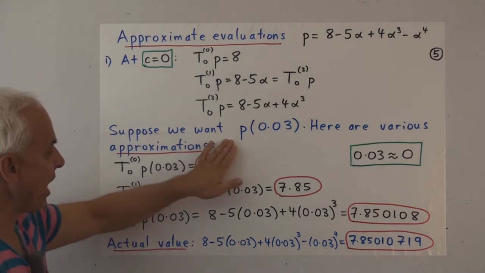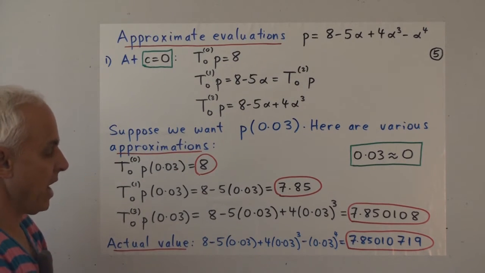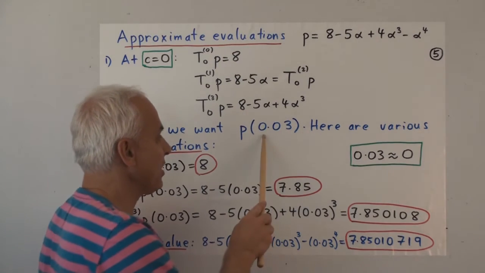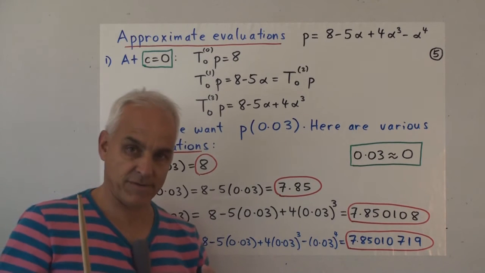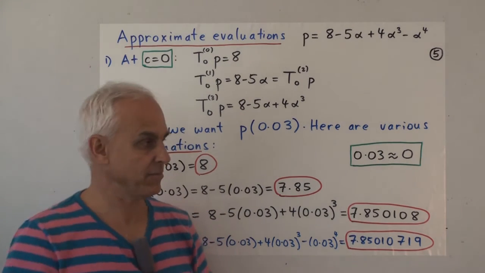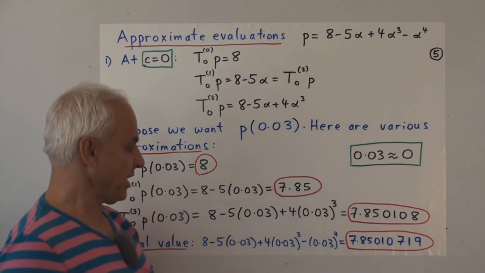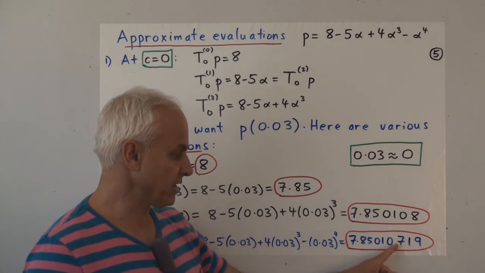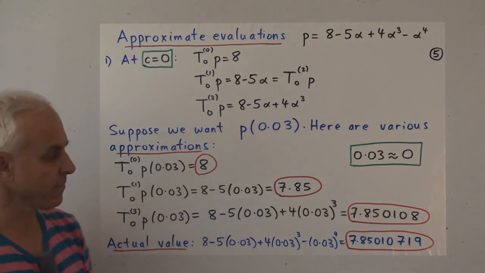Suppose we want to evaluate P of 0.03, a purely arithmetical issue. We want to plug 0.03 into this expression here, and we want to compute it. Suppose we don't have a calculator. We have to do this by hand. Well, I'll tell you what the answer is. Okay, here's the actual answer right here. 7.85010719. You plug this thing into here, and that's what you get.